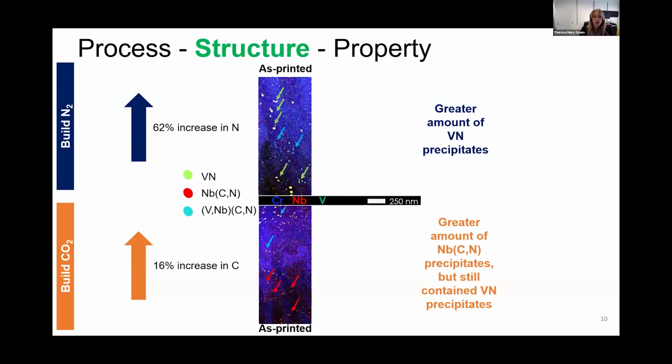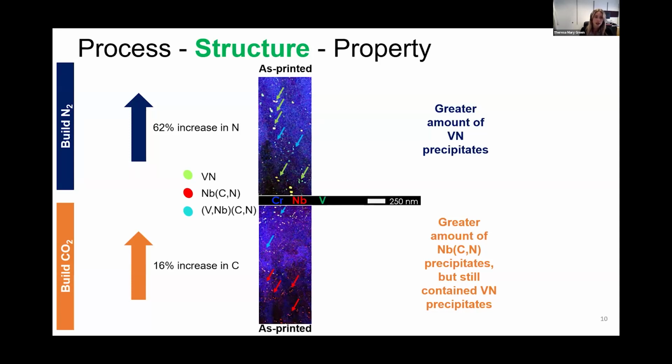But we also wanted to know if this translated into the ability to tailor the MX precipitates. So these results, which again are composition maps, show 3 different kinds of nanoscale precipitation that occurred in the as printed specimens. And these are represented by green, red, and blue arrows in these figures. So green is for vanadium nitride precipitates, red is for niobium carbonitride precipitates, and blue is for vanadium niobium carbonitride precipitates.